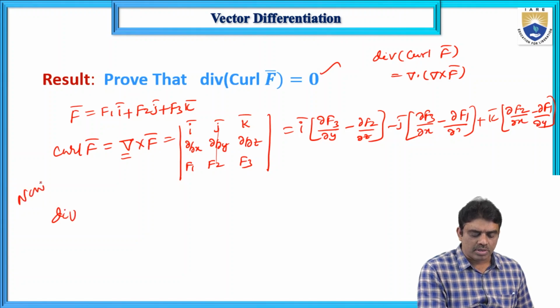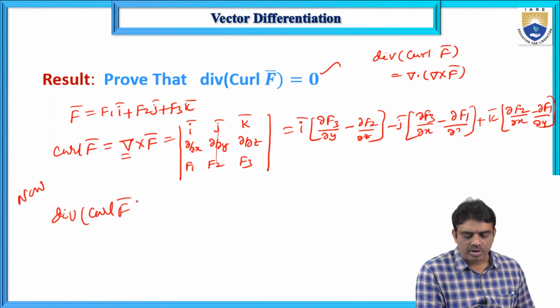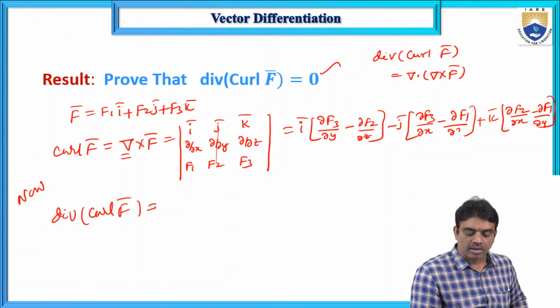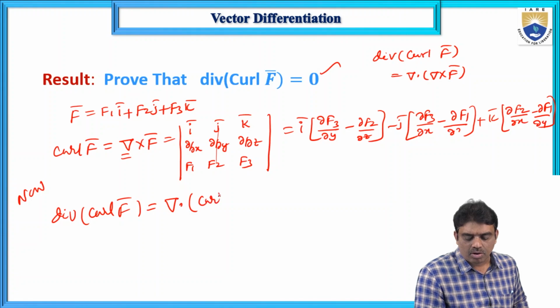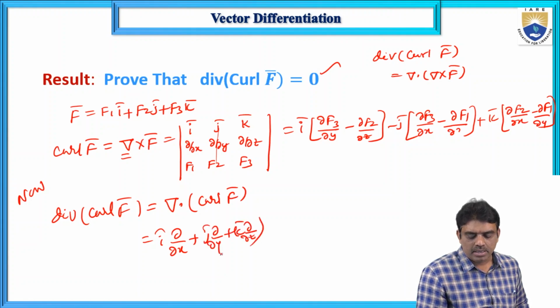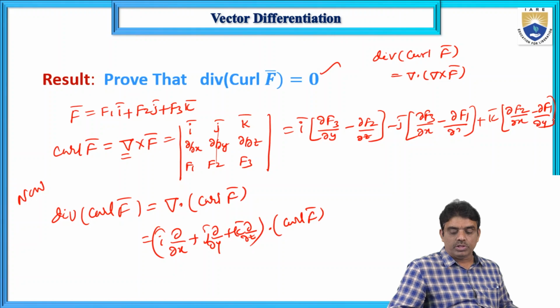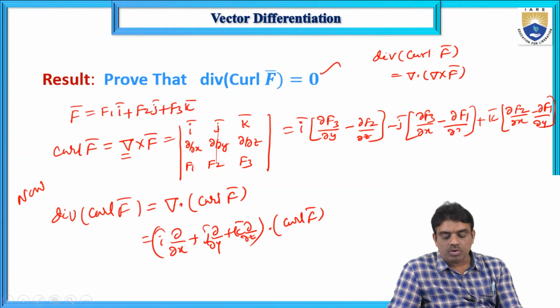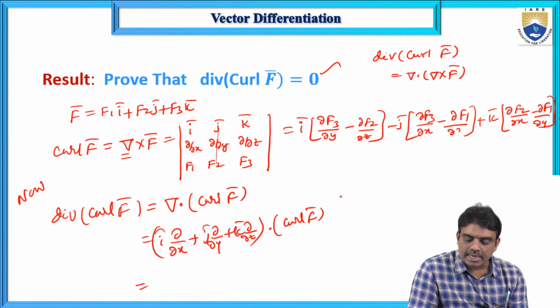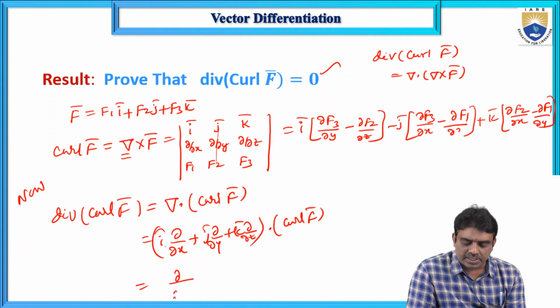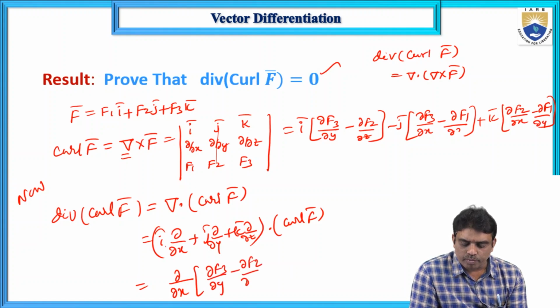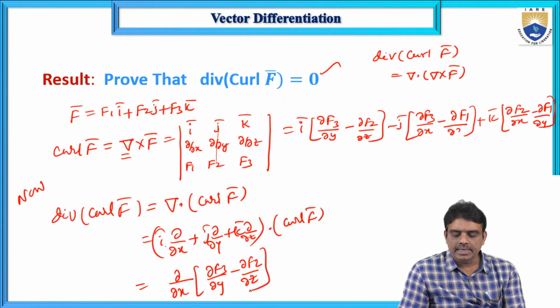Now what we have to consider is div curl f bar. So we have to find the divergence of this vector. Divergence of this vector means del dot curl f bar. Del means i bar dou by dou x plus j bar dou by dou y plus k bar dou by dou z, the dot product with curl f bar. So curl f bar is this vector, we know that. Now I'm doing it directly, i bar dot i bar is 1. So what is the first term? Dou by dou x of dou f3 by dou y minus dou f2 by dou z. That is the first term.